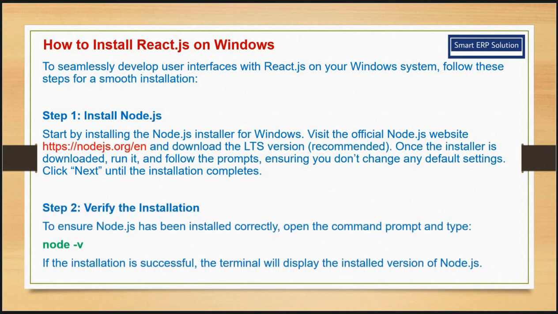Then step 2 is verify the installation. To ensure Node.js has been installed correctly, open the command prompt and type node -v. If the installation is successful, the terminal will display the installed version of Node.js. Now I am going to show you these two steps.